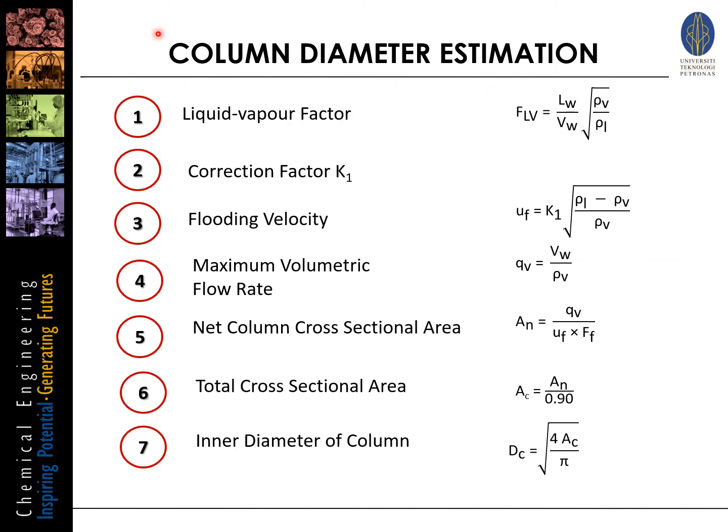So to estimate this column diameter, there are a few formulas that we have to follow through. So first, let's determine what is the liquid vapor factor, the correction factor, the flooding velocity, and eventually I determine what is the inner diameter of the column.